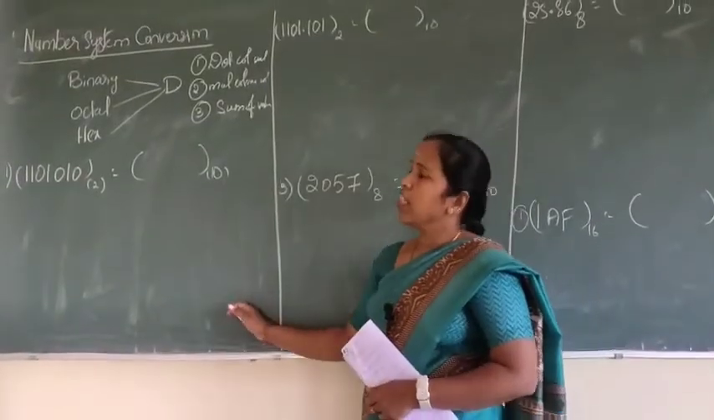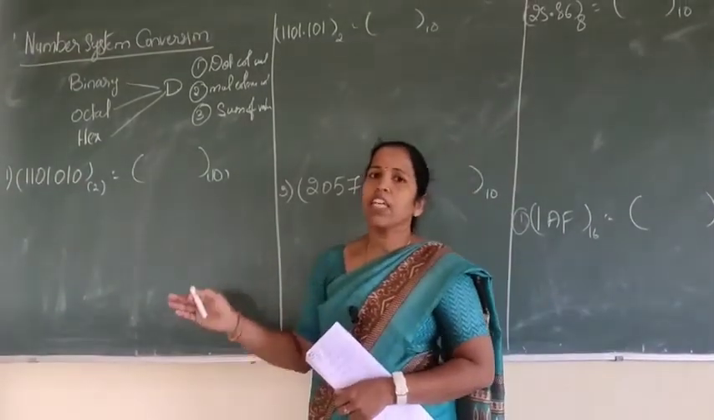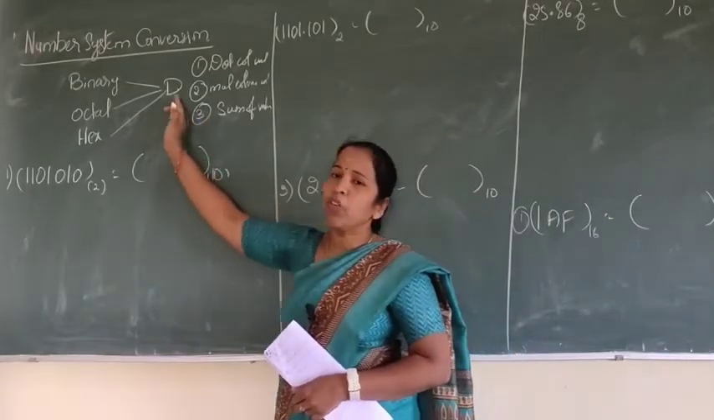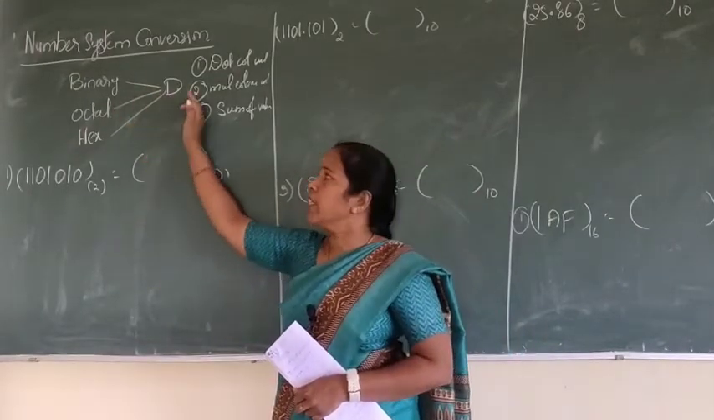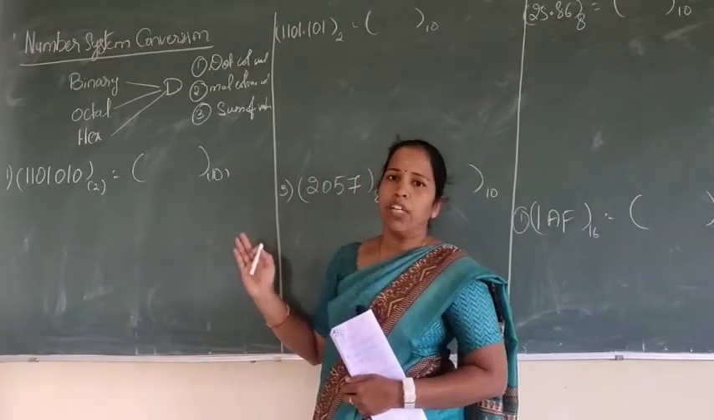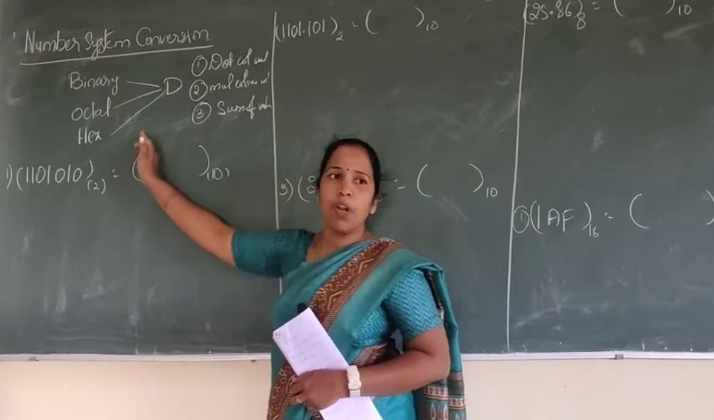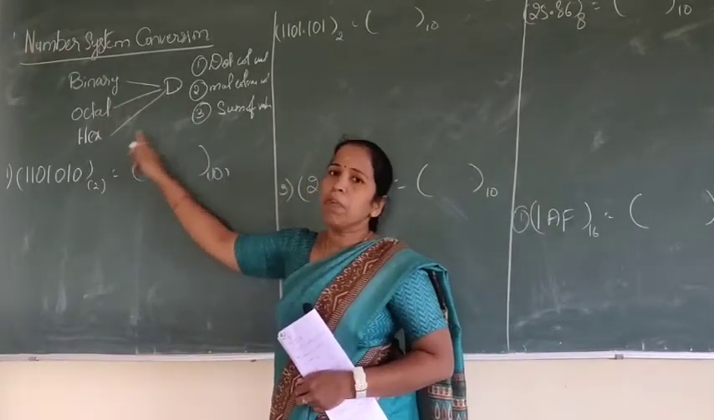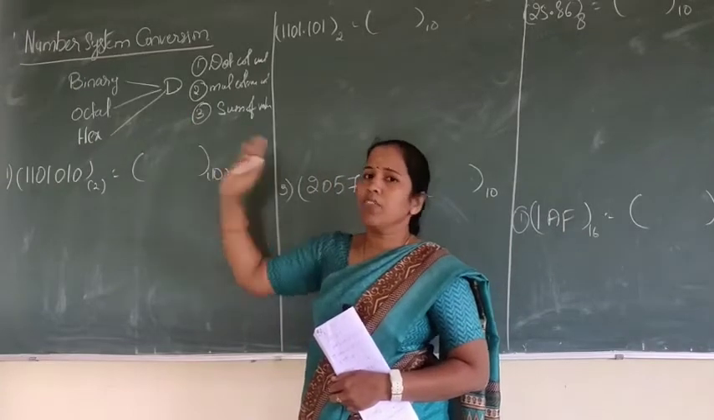Good morning students. In the previous session we saw number system conversion, where I converted from decimal to binary, decimal to octal and decimal to hexadecimal. Today's session is the reverse: conversion from binary to decimal, octal to decimal, and hexadecimal to decimal values. We are going to do the reverse.